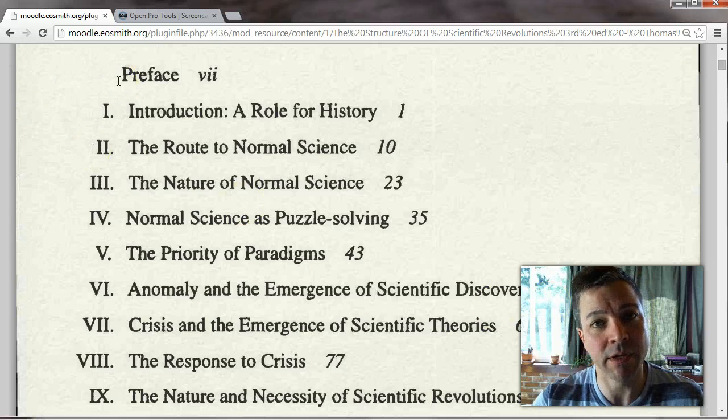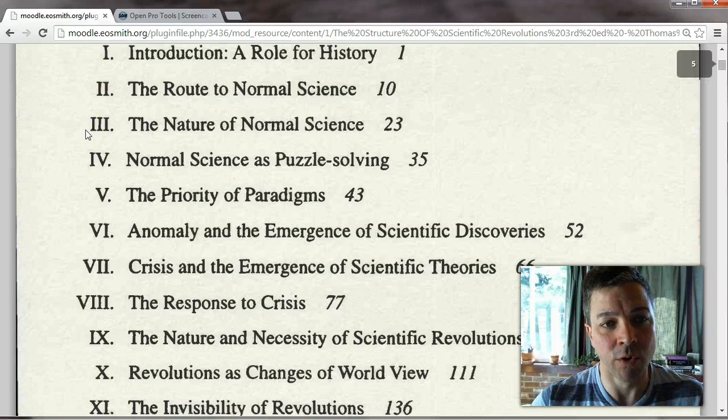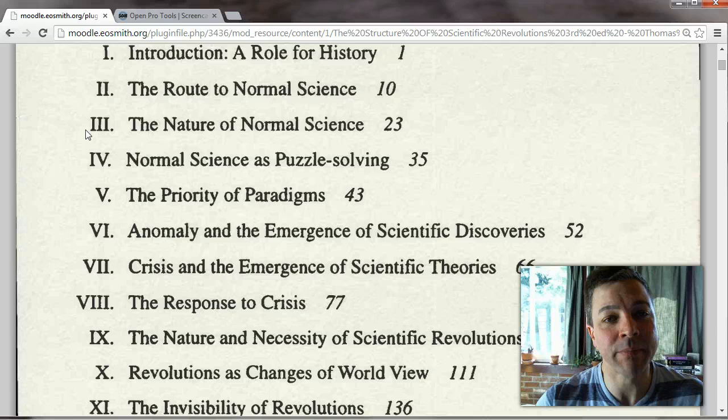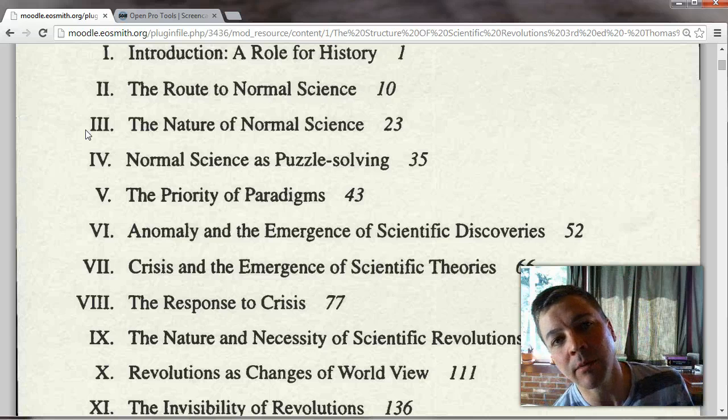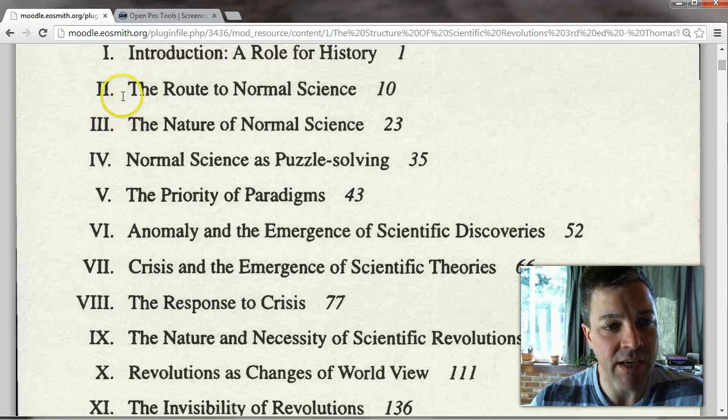Sometimes the preface can be pretty helpful, by the way, when you're getting started reading something, so don't just skip over that or neglect it. The introduction, normally, is going to be a key thing to read. In this case, the introduction, I think, is a little confusing. But let's just scan down through here.